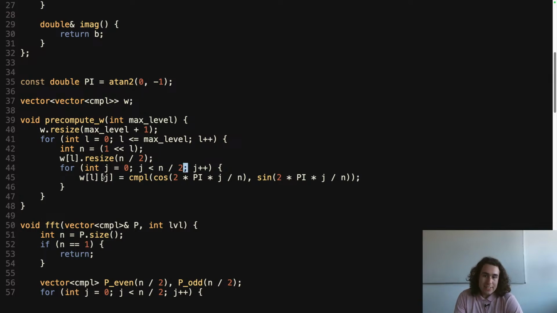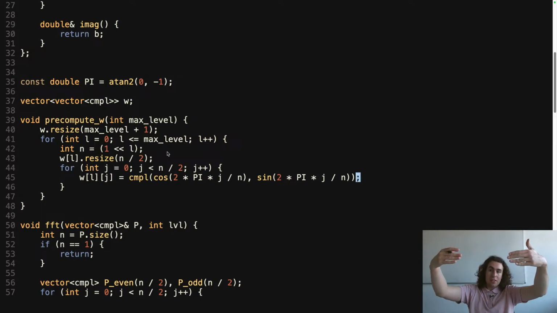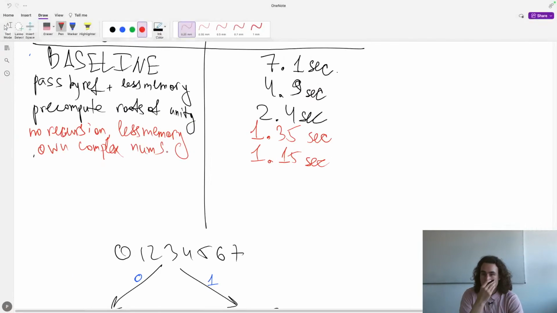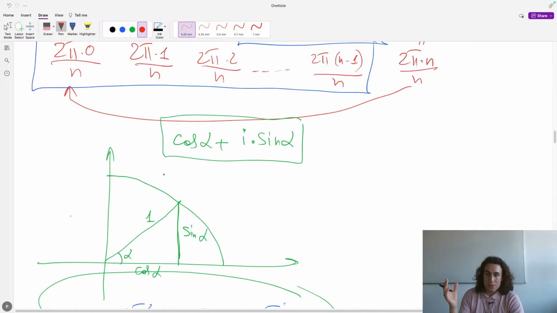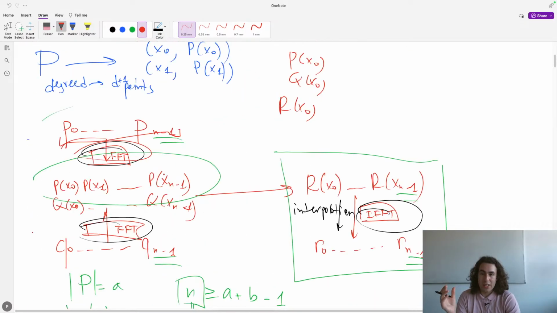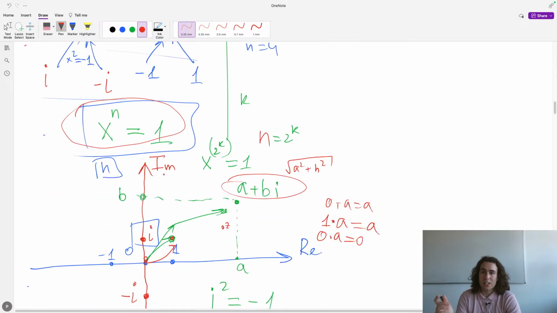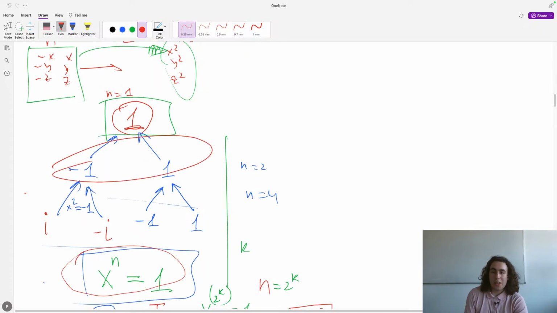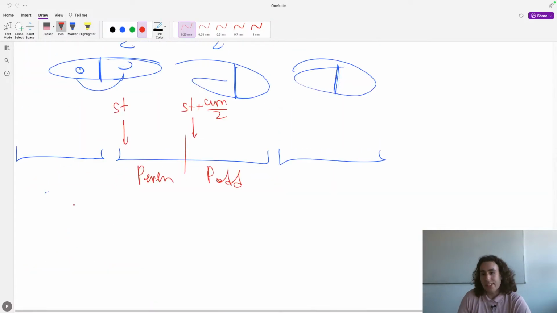The other thing is that the roots on the previous level are also roots on our level, right? Because if we go all the way back to some of the pictures we had, you can see that we have 1 and minus 1 here, and we also have 1 and minus 1 here. So all the roots are going to be preserved, we're just going to have twice more, so we don't need to recalculate them. And where does this fact come from?